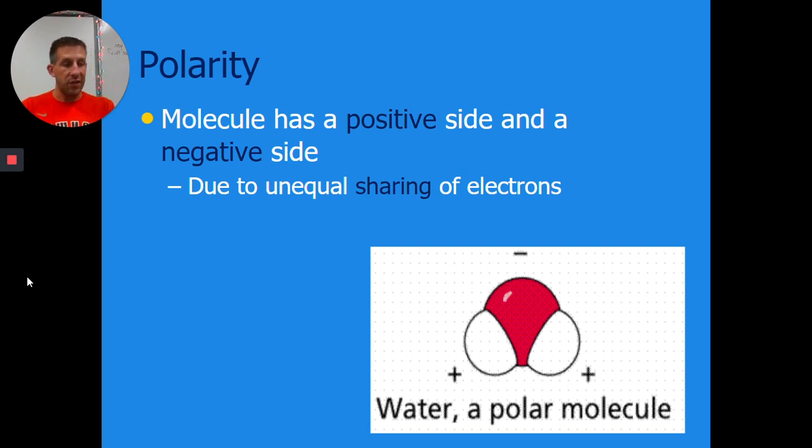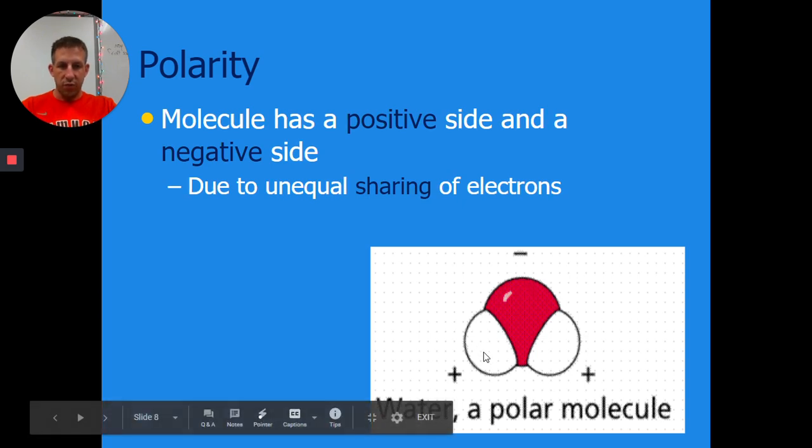Okay? And that's exactly what I showed you with the little pen in the previous slide, is the fact that oxygen, this big red atom right here, has a partial negative charge, whereas hydrogen has a partial positive charge. Okay, this is due to that unequal sharing of the electrons.